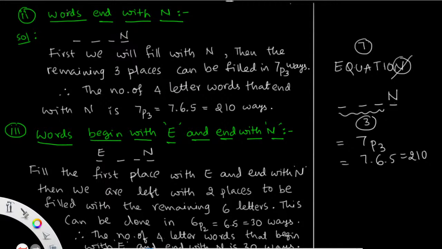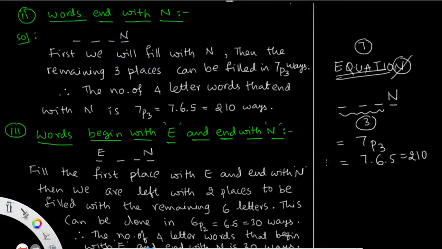What is the question given? Words that end with N, to form a 4-letter word using the letters of the word equation. So first we fill the last place with N. Then how many places are left? That is 3 places, and N is already fixed. The remaining letters are 7 letters. With 7 letters we have to fill 3 blank places. So this can be done in 7P3 ways. So 7 into 6 into 5, that is 210 ways.